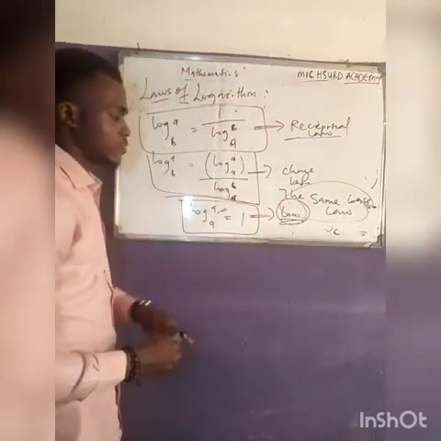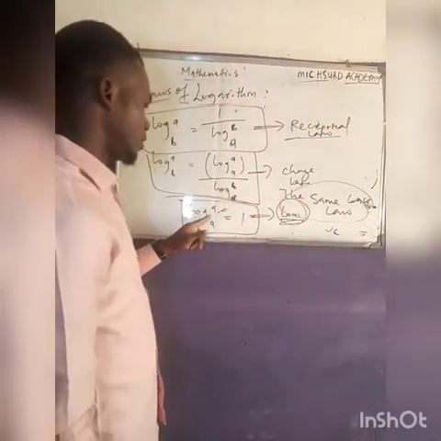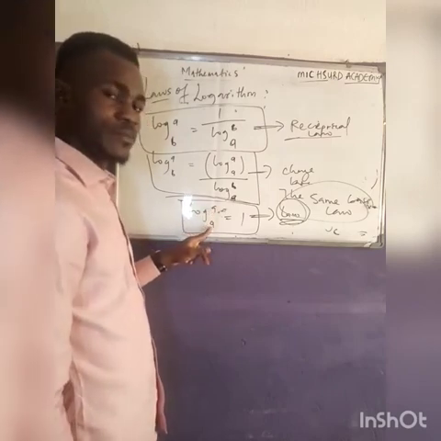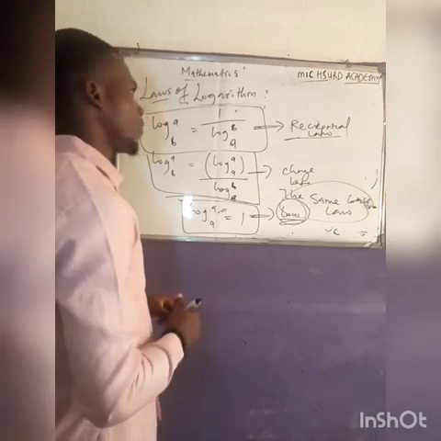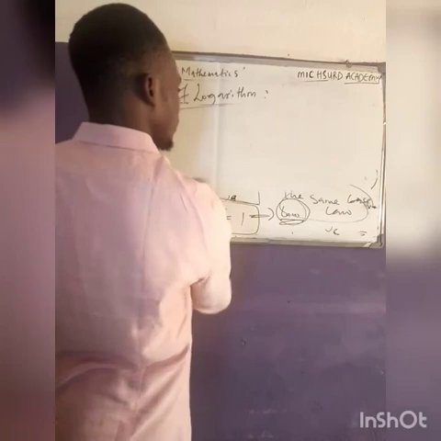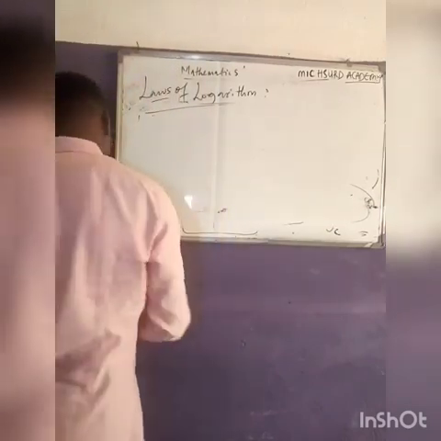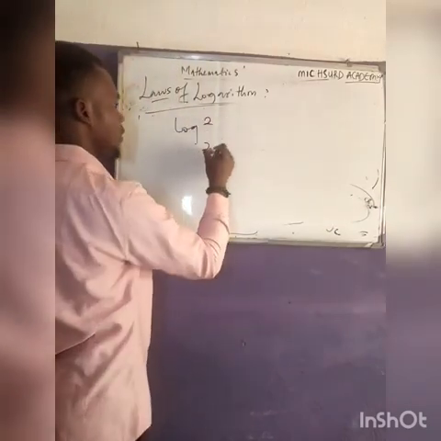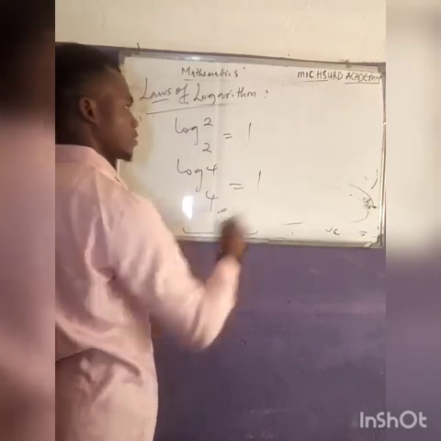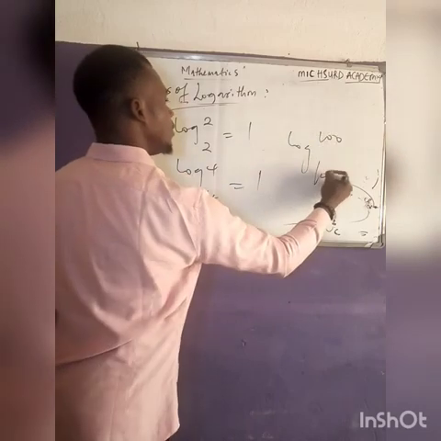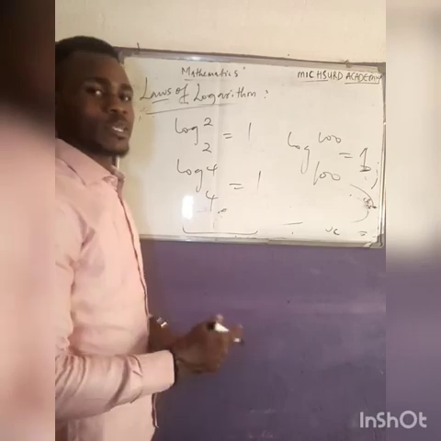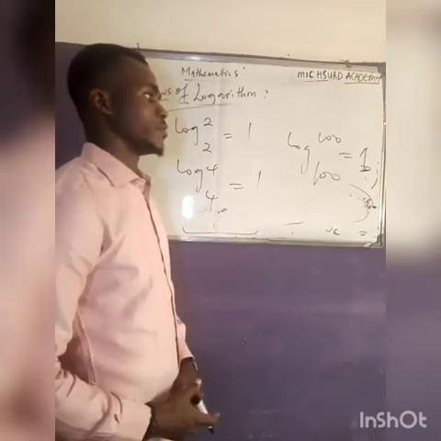So take note of that. When you have a log with a number that is the same as the base, it will be equal to 1. So for example, if I have log 2 to base 2, it is 1. Log 4 to base 4, it is 1. Log 100 to base 100, it is also equal to what? 1. So that's where we are going to end the lecture for today. Thank you very much.